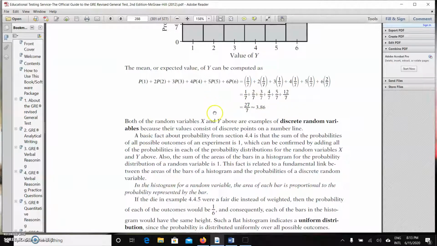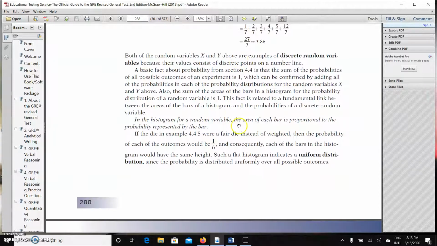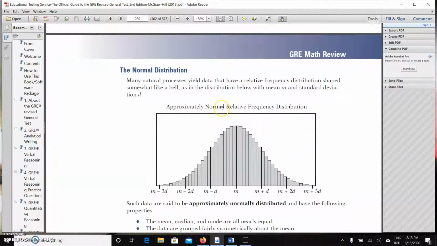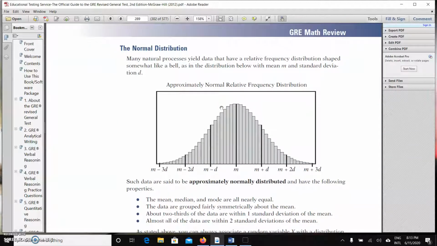If you are supposed to calculate the mean of the variable of the data and you know the probability, you can actually calculate it. So that is what this is all about. Now, the next topic is normal distribution, which is quite technical and complex. So this is what I'm going to talk about in the next video.